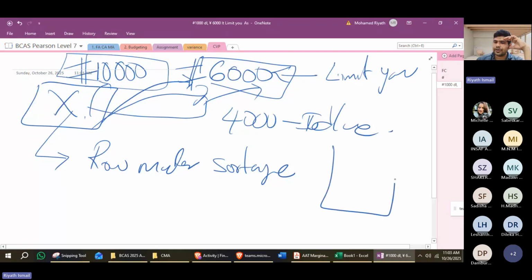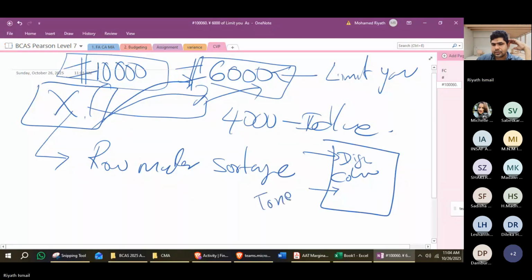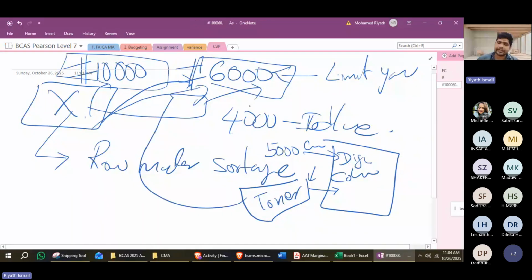Even though your capacity is promising 10,000, the material matters. For example, you have a digital color printer. You can produce whatever the amount, but you couldn't find the color toner in the market. You have only one toner in your hand. By using that one toner, you can produce only, say, 5,000 copies. In the market, there is 10,000 or 6,000 demand, but we can satisfy only 5,000 because there's a shortage in the raw material.